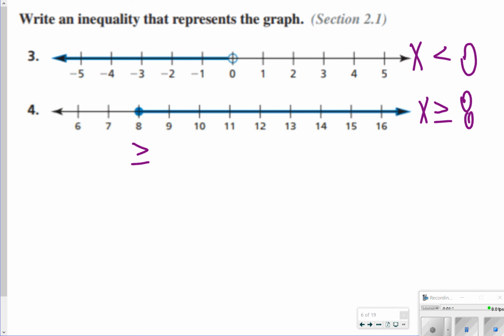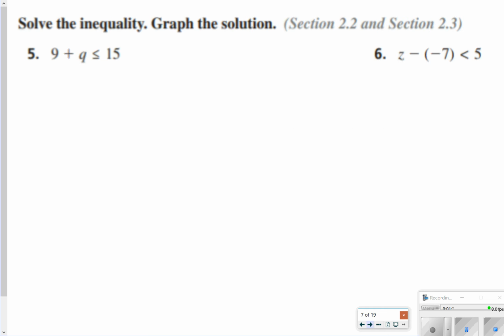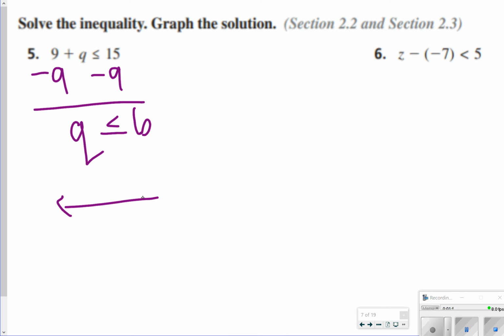For number 5 through 10, this section says solve the inequality and then graph the solution. So number 5, you're going to be subtracting 9 from both sides. So you get q is less than or equal to 6. And then to graph that, you'll have 6 in the middle, 5 to the left, 7 to the right. That is a closed circle pointing to the left.